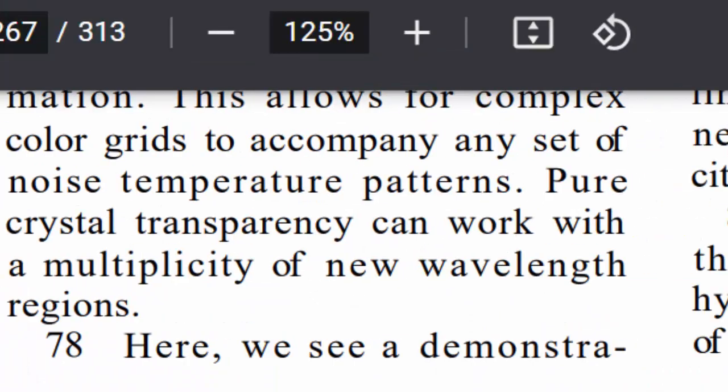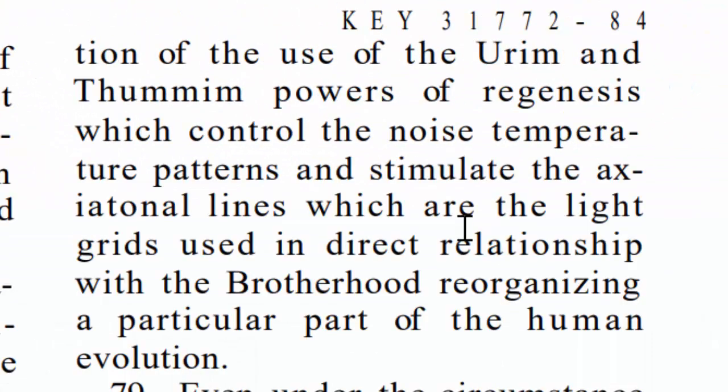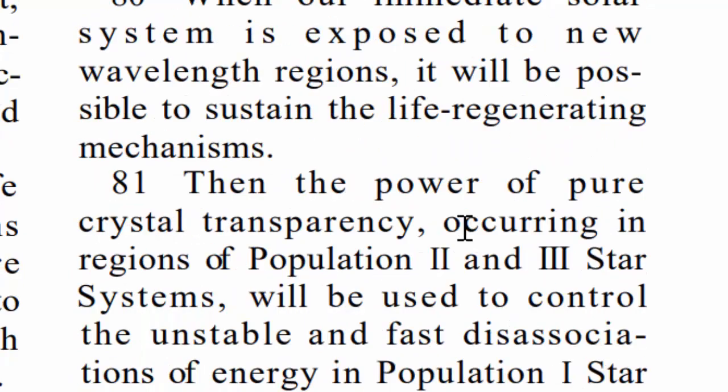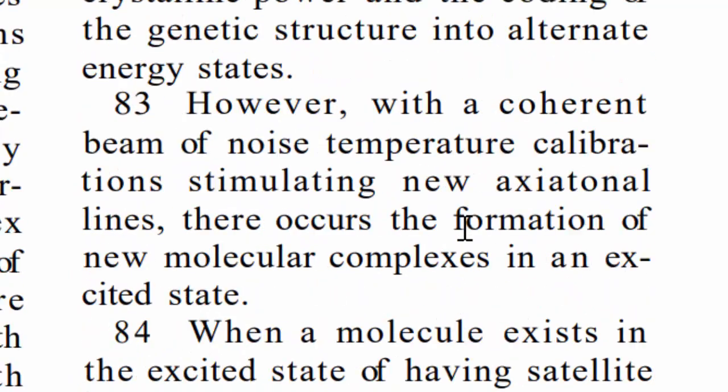Key 317, verse 78 says, here we see the demonstration of the use of the Urim and Thummim, powers of regenesis, which control the noise temperature patterns and stimulate the axonal lines, which are the light grids used in direct relationship with the brotherhood, reorganizing a particular part of human evolution. So we have the demonstration of the use of the Urim and the Thummim. So it's just what he just finished talking about over here is the demonstration.